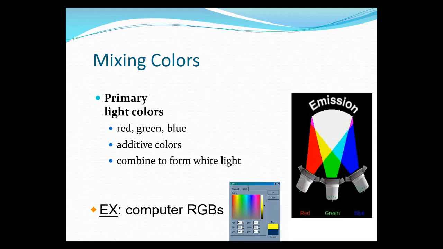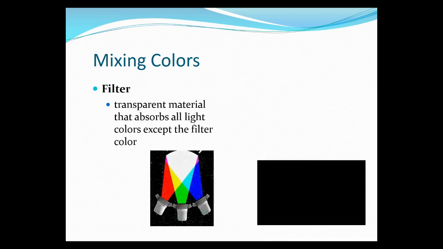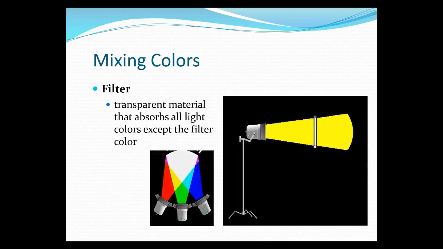If you've ever been in, for instance, Word or PowerPoint and wanted to change the color of a background, you can get into some of these menus where you can change the different tones of red, green, and blue. That's an example of where you might see this. Another place you might see it is whenever you're using filters, and a filter is just a transparent material that absorbs all light color except for the light color that you're trying to get through to show.